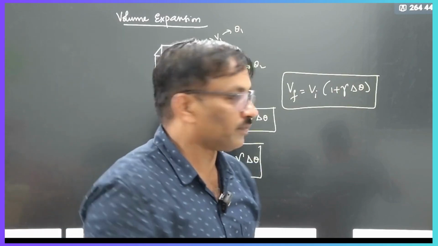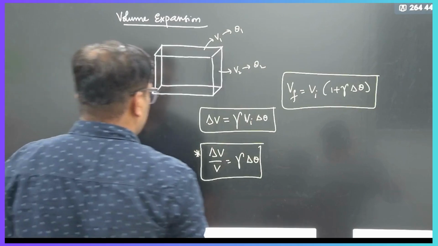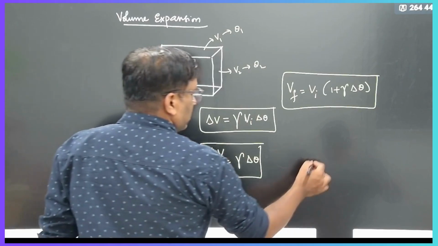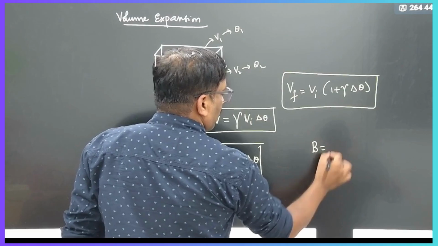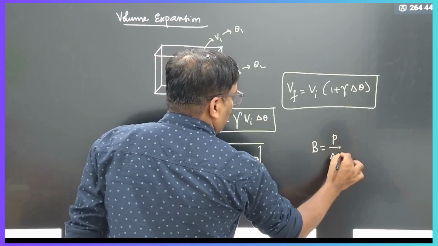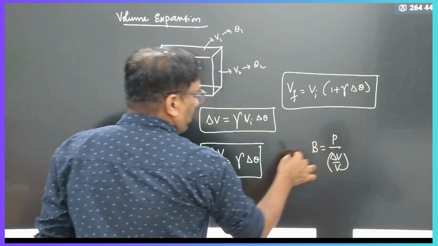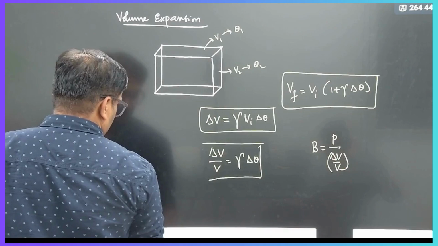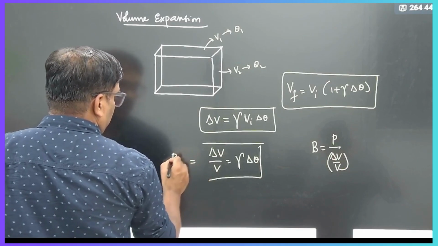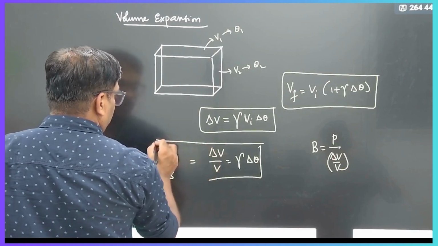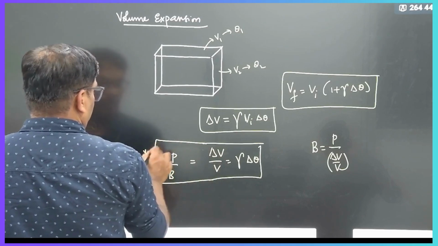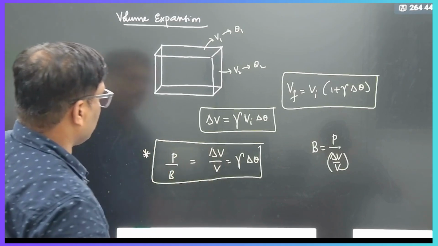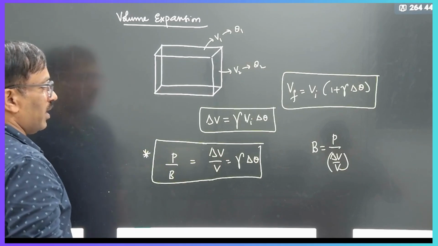Right. Now the bulk modulus. What is the bulk modulus? Pressure by volume strain. Similarly, the volume strain can be rewritten as pressure by bulk modulus. Clear? So what will be the relation between alpha, beta, gamma now?